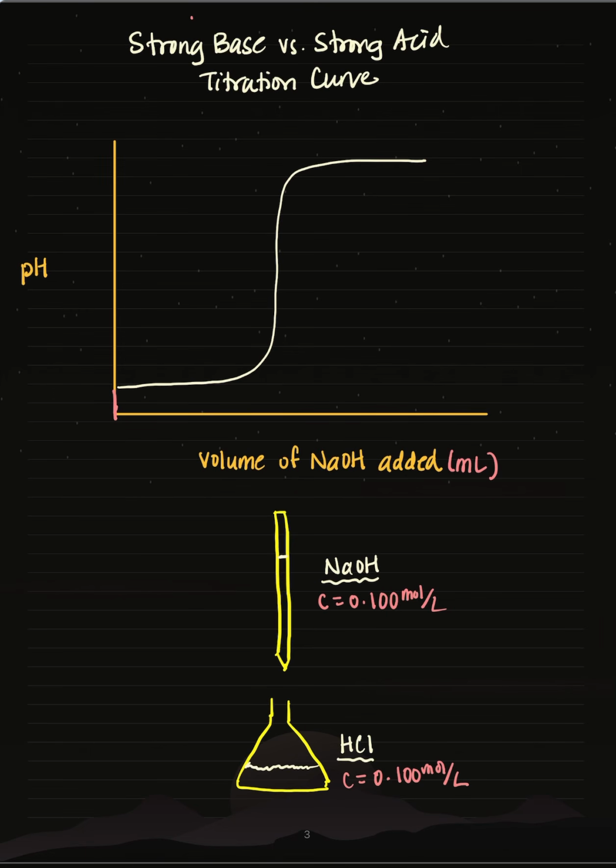Let's learn how to read a titration curve between NaOH, a strong base, and HCl, a strong acid. Before I start the titration, we can say that 0 milliliters of NaOH is added to the flask, which means that all I have sitting in this receiving flask is HCl. So the pH here is 1 to represent its concentration of 0.1 moles per liter.